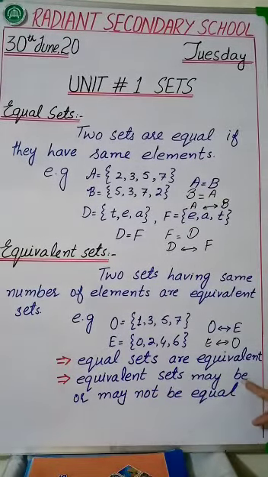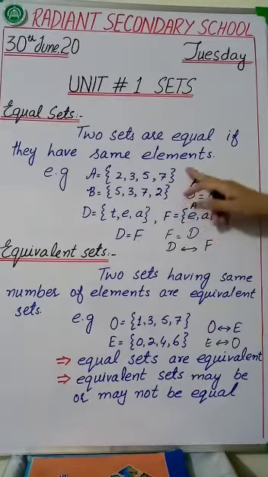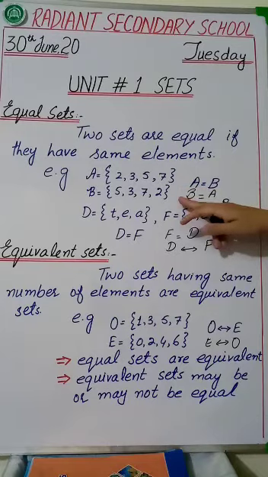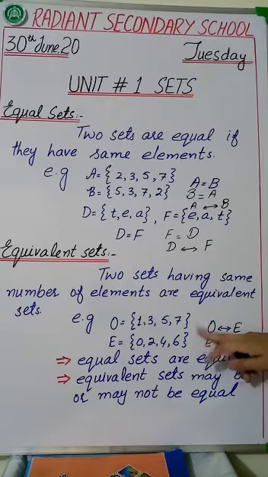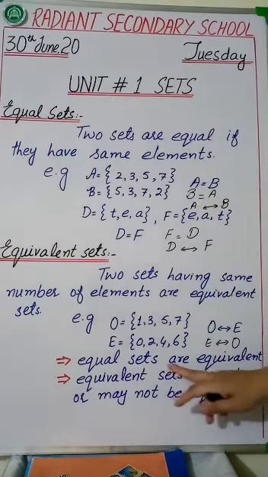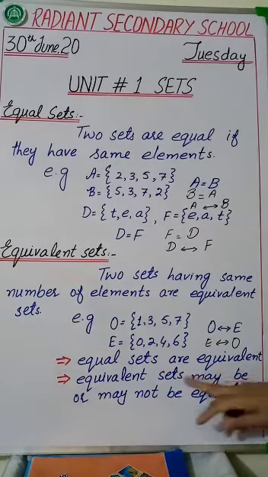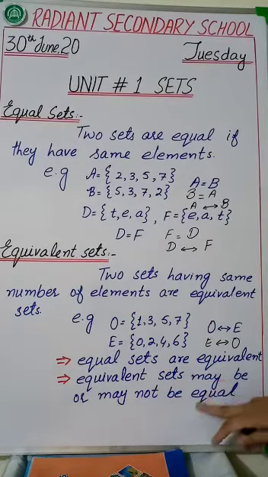Equivalent sets may or may not be equal. If you see this example, the sets are equal but they are also equivalent. But in this example you see that the sets are just equivalent, they are not equal. So what do you conclude? That equal sets are always equivalent, but equivalent sets may or may not be equal.